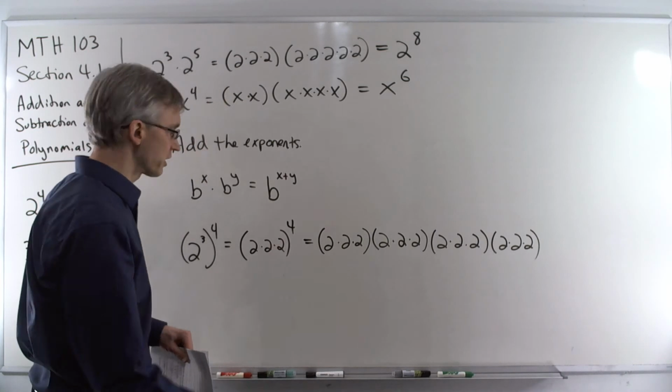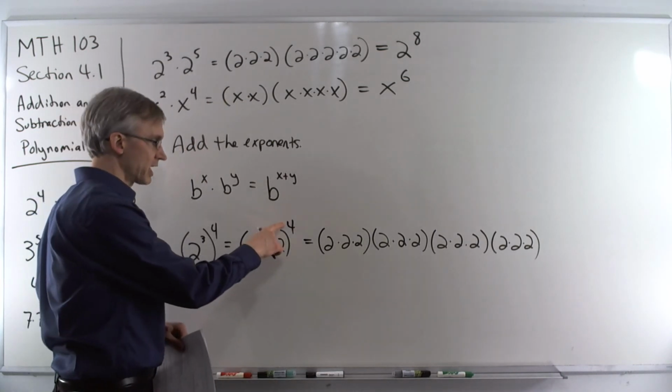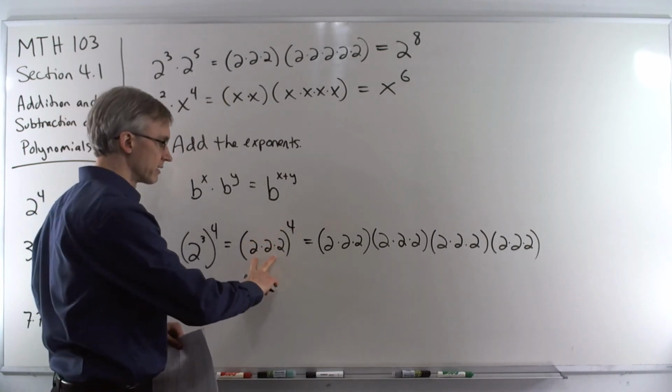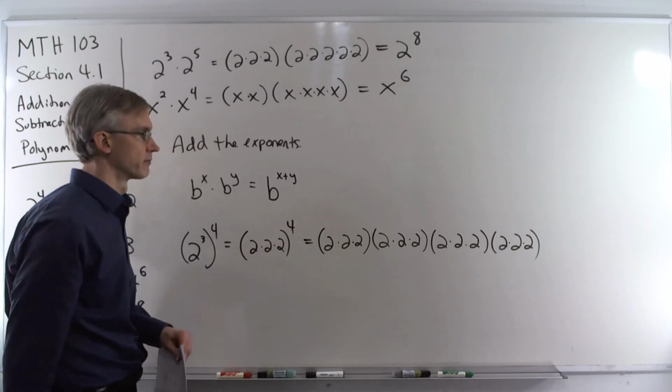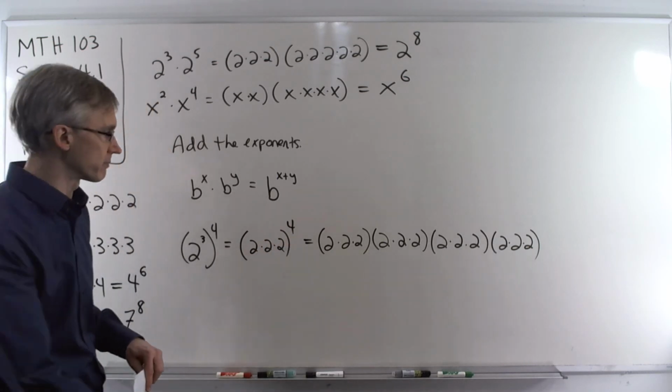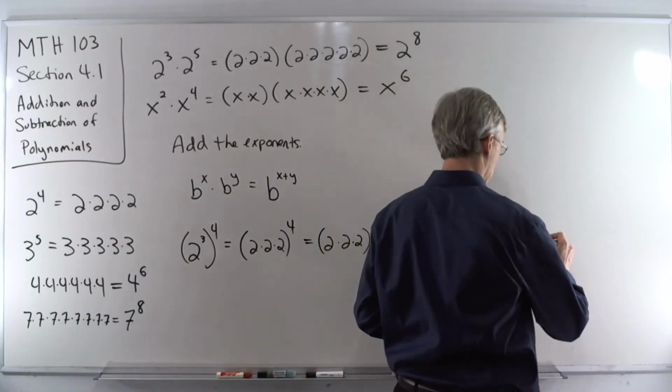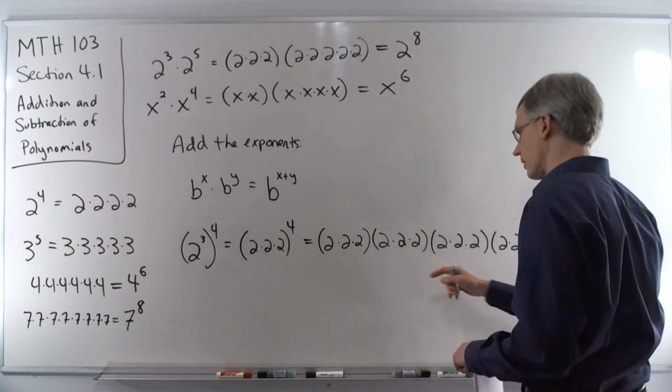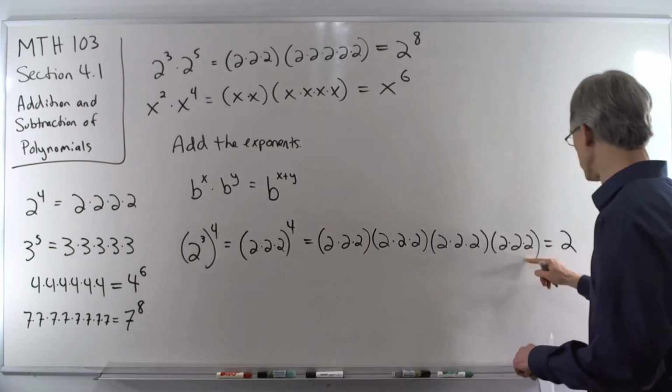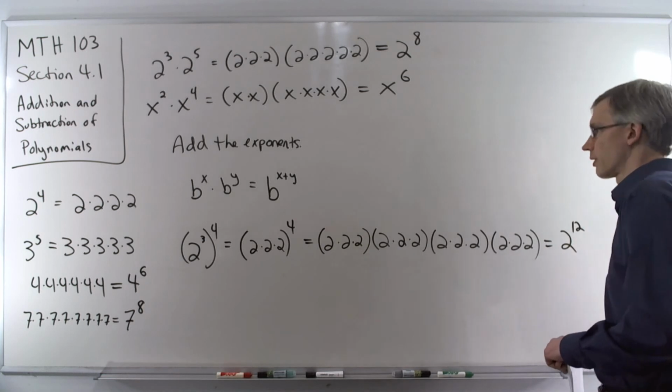All right, so just using the definition of exponent. This exponent means we're multiplying this 4 times. So now we got 4 of them. Let's add them up. See how many we got. The base is going to remain 2. And we have 3, 6, 9, 12 of them. So that is 2 to the 12th power.